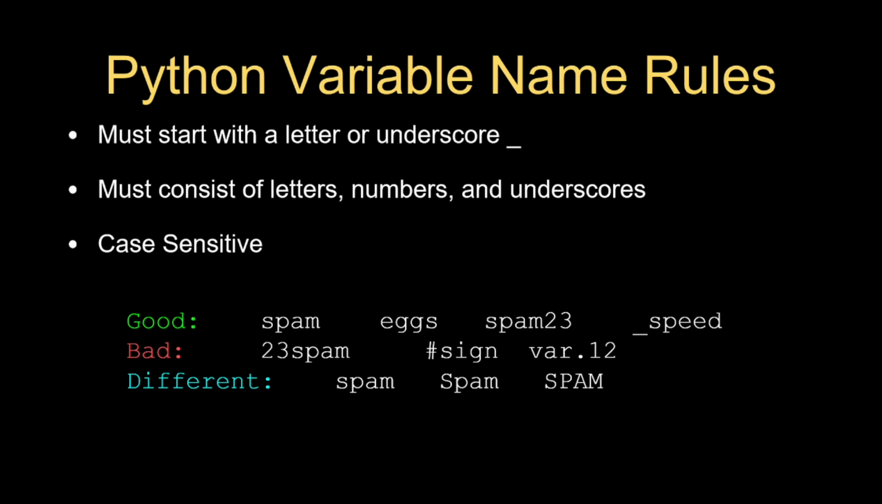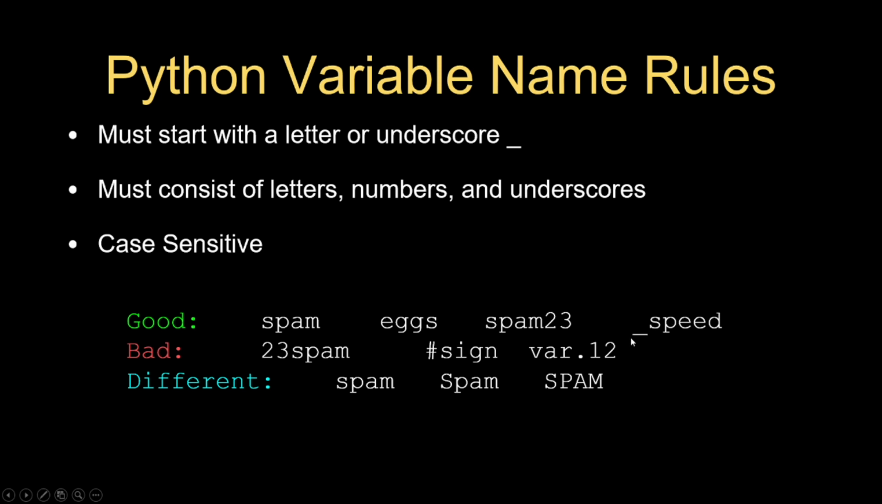So here you get to see, and also it is case sensitive, meaning the capital letter is different from the small letter. So these are examples of somewhat good, okay, or valid variable names. Spam, eggs, spam23, they are okay. Though _spam is technically valid, we should avoid using variable names starting with an underscore.